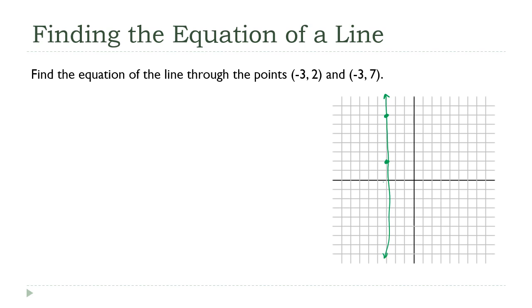This is a case where you really need to make that identification. You really need to say, okay, look, the two x coordinates are the same. Because the x coordinates are the same, this is a vertical line, and the equation of a vertical line always looks like x equals that common number, and you're done.